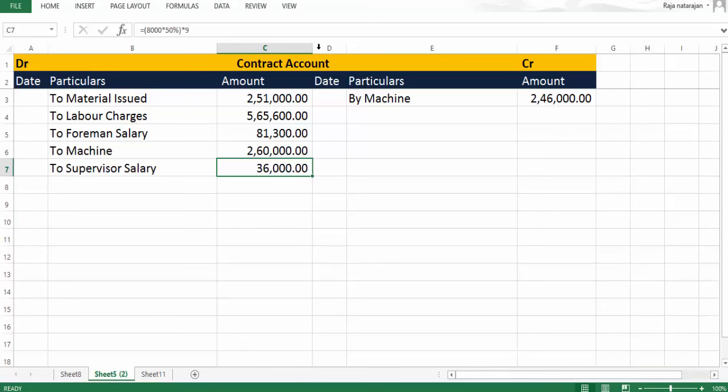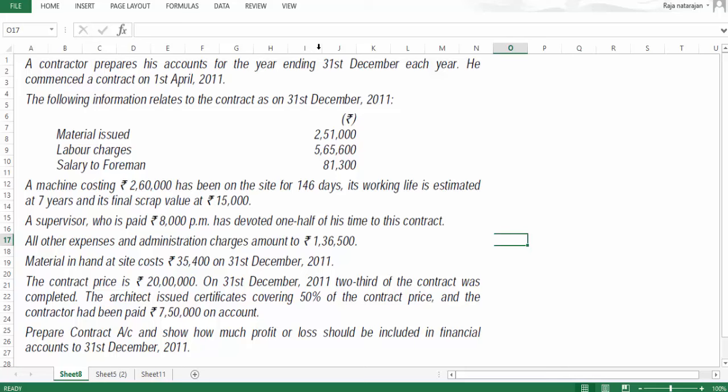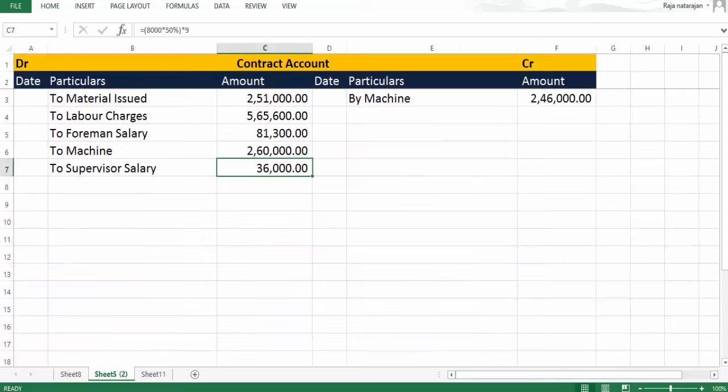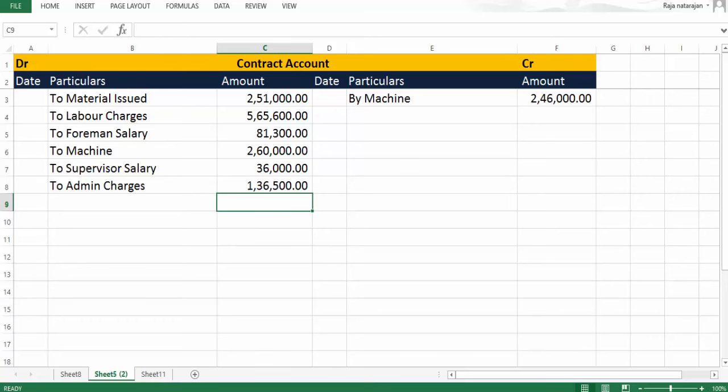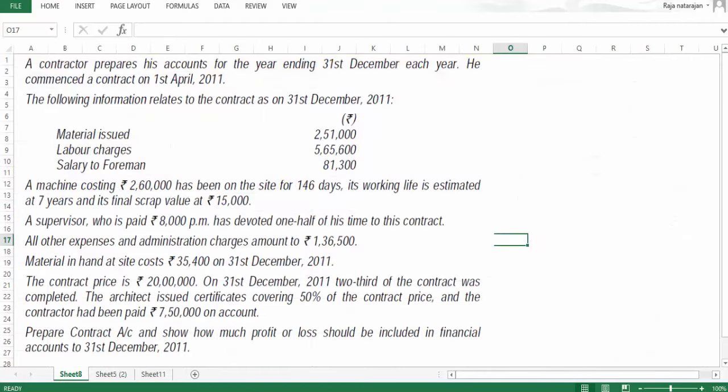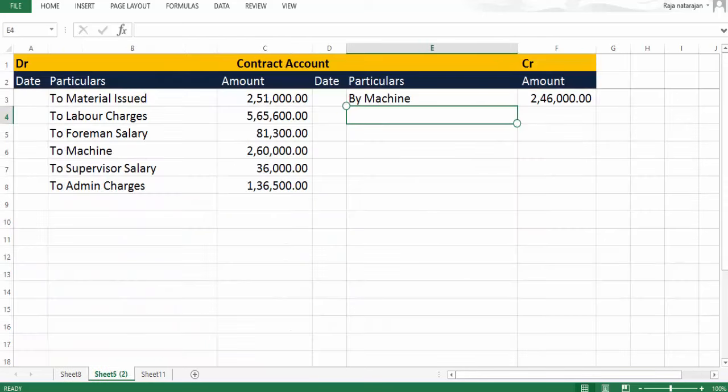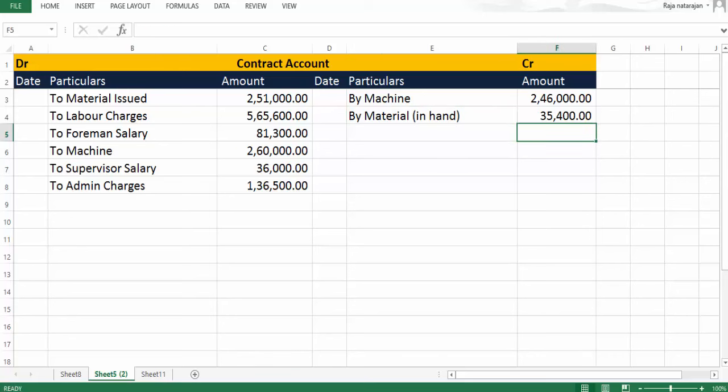Okay, then we have some admin charges. Let's factor the admin charges. We'll say to admin charges, and it is 1,36,500. So that is done. Okay, and any other information? Material in hand at site on 31st December is 35,400. So that should be credited to contract account. So we'll say by material, within bracket in hand, it is 35,400. So that is done.